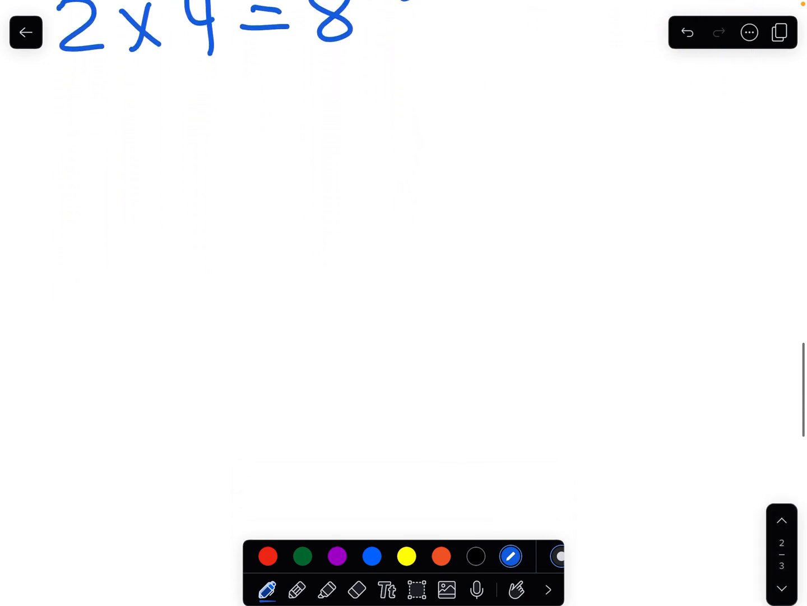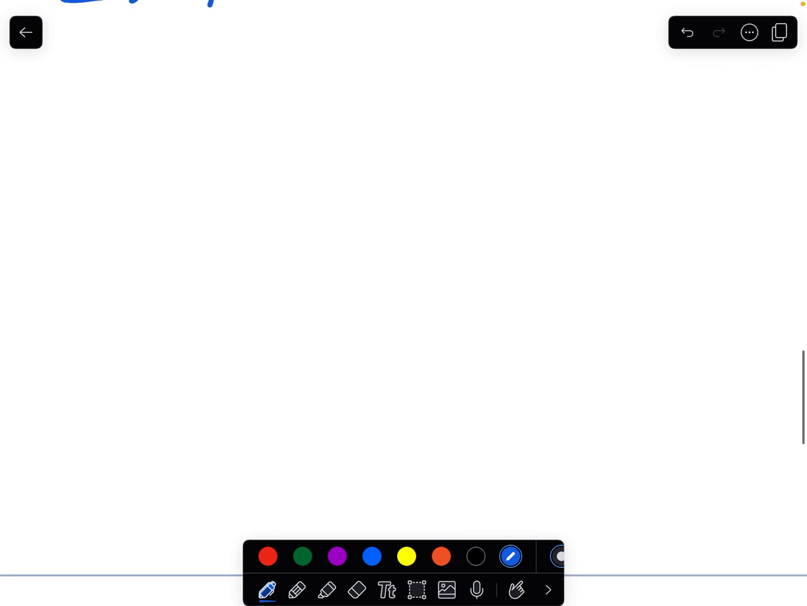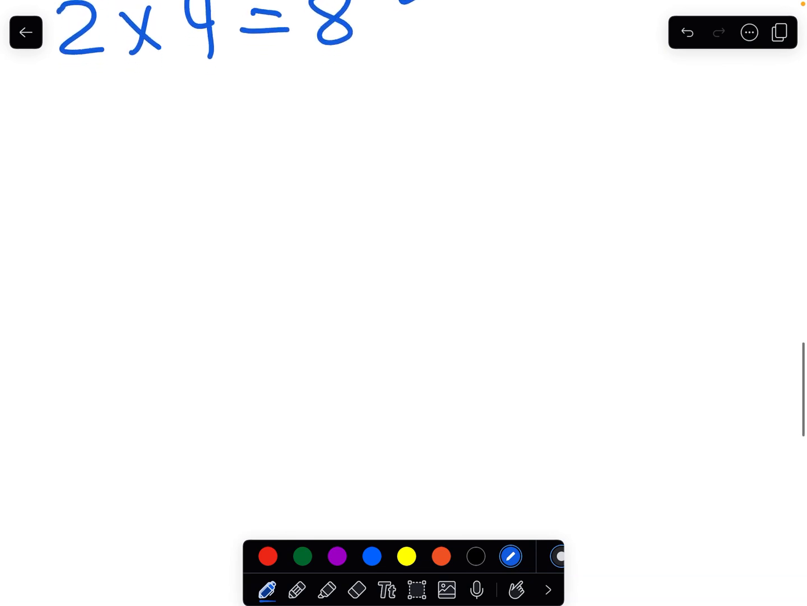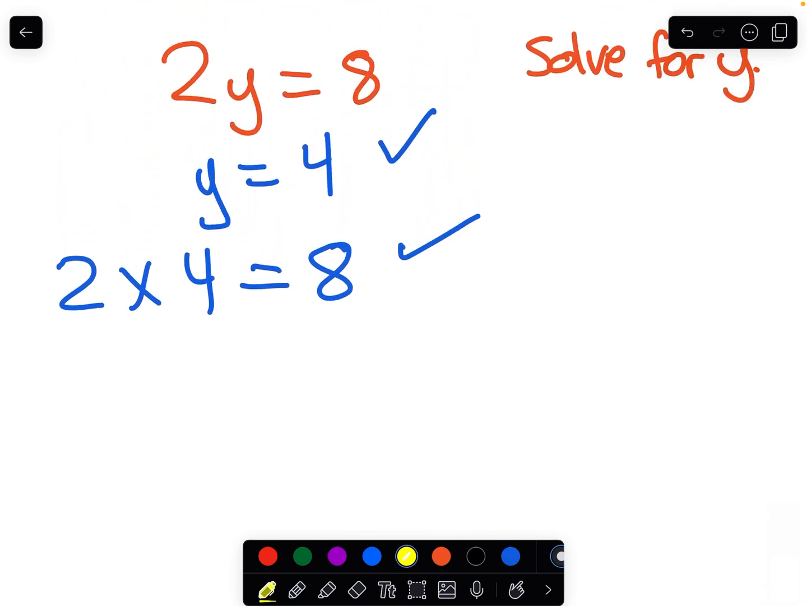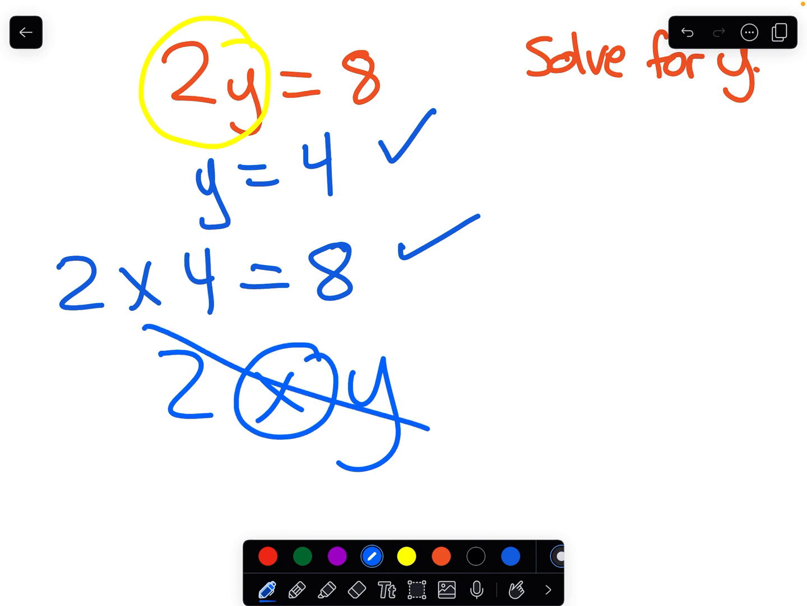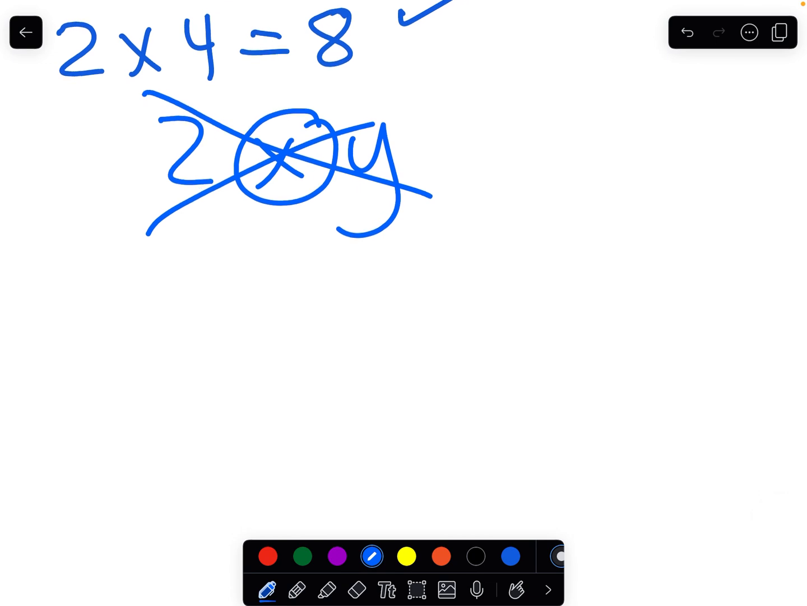Now, as you get deeper into working with algebra, you're going to learn how to solve more complex equations without just randomly substituting in numbers for letters. But right now, we're just getting an introduction. Now, I want to tell you something very important. You will notice that when I did 2 times y, I did not put in the multiplication symbol. The reason is we do not in algebra use x to indicate multiplication. The reason is that x is a letter, and that can cause confusion.